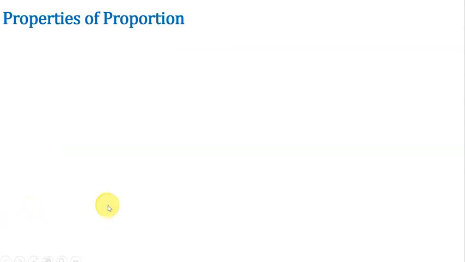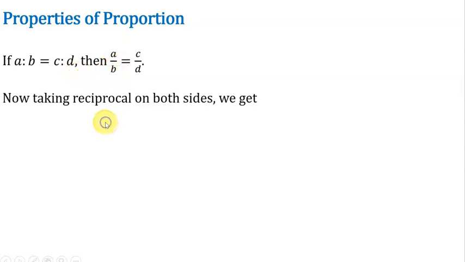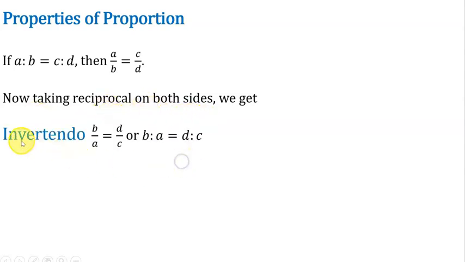Now, properties of proportion, and this is very important. If A is to B is equal to C is to D, then A upon B is equal to C upon D. Now taking the reciprocal on both sides, we get B upon A is equal to D upon C. Therefore, if A is to B is equal to C is to D, then B is to A is equal to D is to C. This is called invertendo.